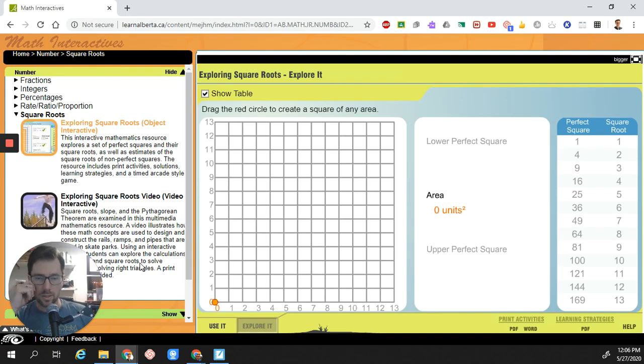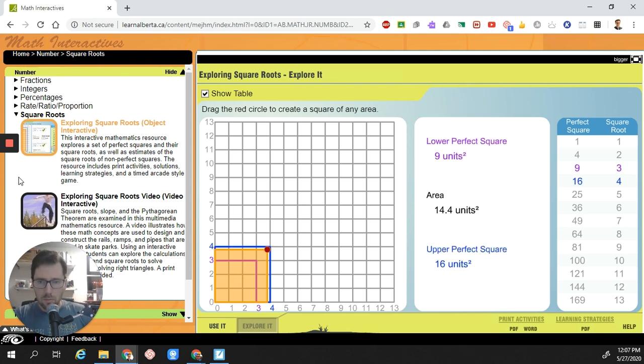So if we're looking at exploring, we can drag this little bar up and we can see that when it's on a square, the area of this is 9 units. And if this area is 9, we can see it's 3 times 3. If I drag this up a little bit more, I can drag it up to 4 by 4, and I can see, okay, the area is 16.